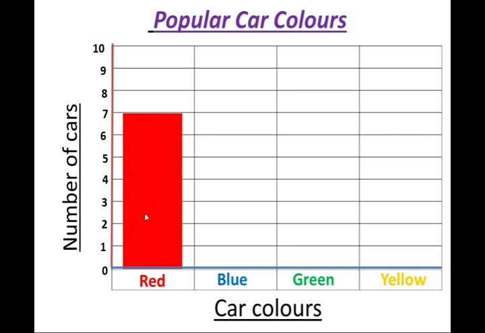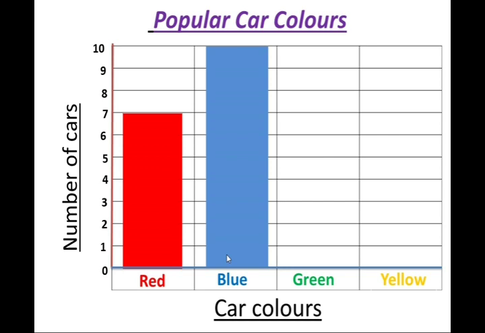these blocks until the 7th line. Or you could count each block as 1, 2, 3, 4, 5, 6, 7. Count 7 blocks and color in these 7 blocks. Right. How many blue cars were counted? There were 10 blue cars that were counted during the survey.